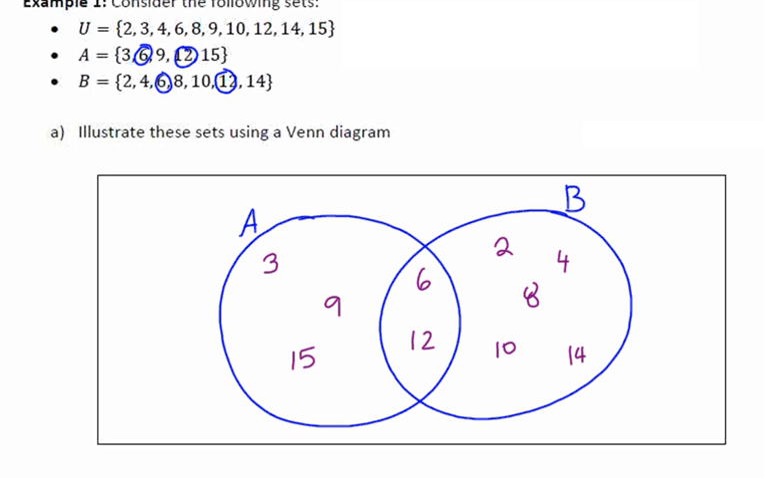Now, is there anything else we need to check? The universe, we'll call it. Okay, the universe. I like that. It's universal, everything. So, is there anything that's in this that's not in A or B? No, 15 is. No, so we're good. So there's nothing on the outside. If there was, we put it on the outside. There you go. Very good.